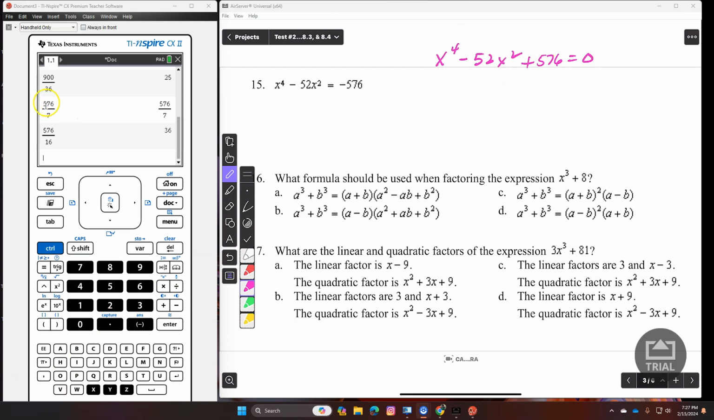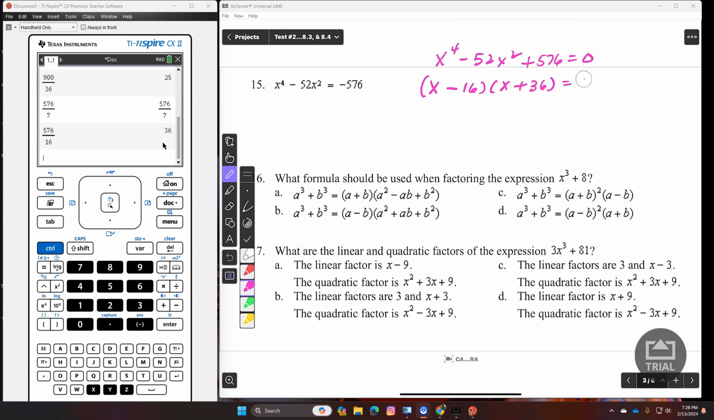I first divided 576 by 7. That didn't work. I got 576 over 7. And then I divided by 16 by chance. I just guessed 16. So 16 plus 36 gives you 52. Okay, so I found it. So it's going to be x minus 16 and x plus 36.